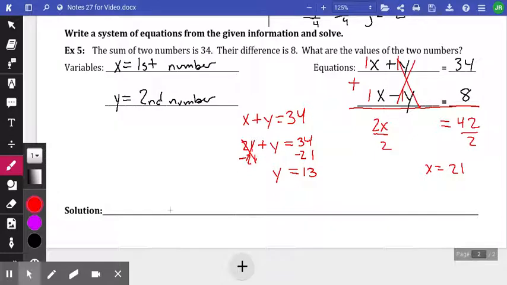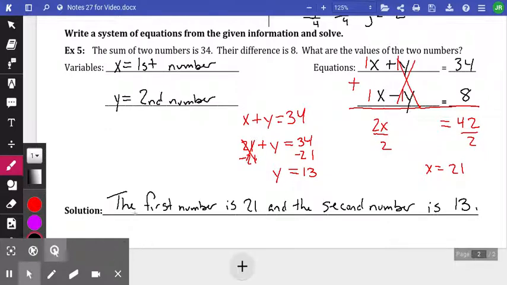So then the final thing that we'll do is write this as a sentence answer. So we'll put the first number is 21 and the second number is 13. Makes it very easy to be able to write our solution as a sentence because we've already defined our variables. So the first number is 21, y, the second number is 13. And that is elimination.